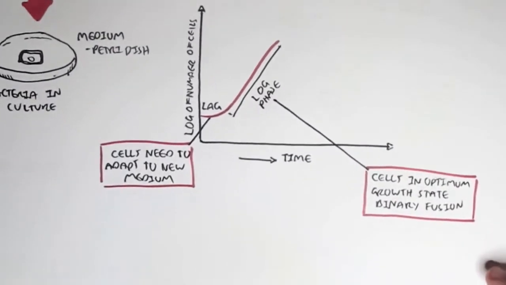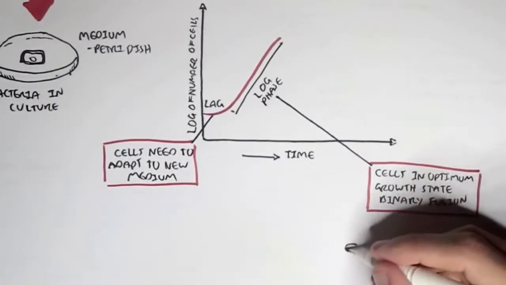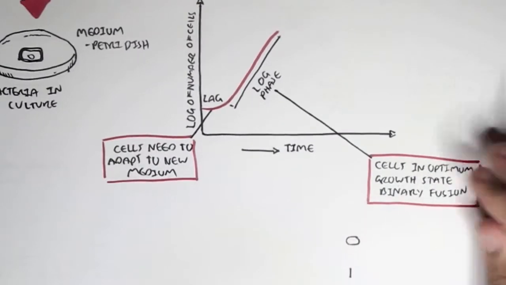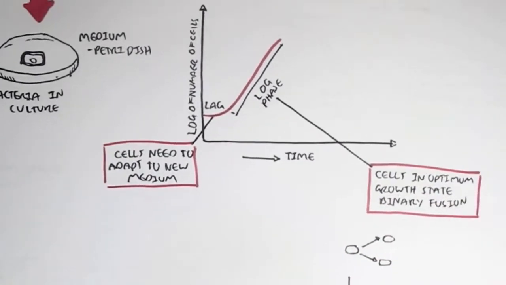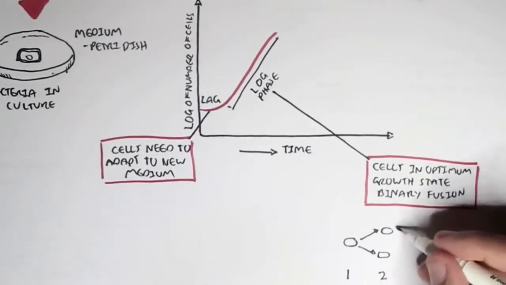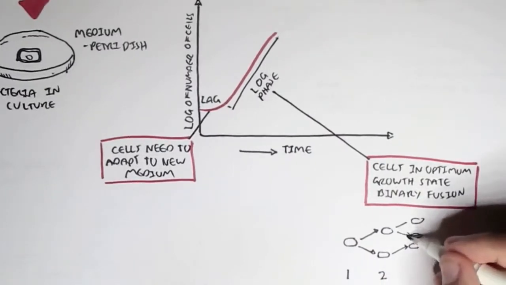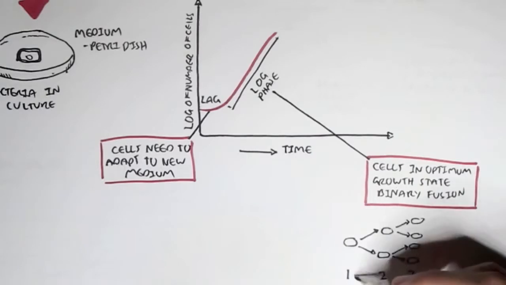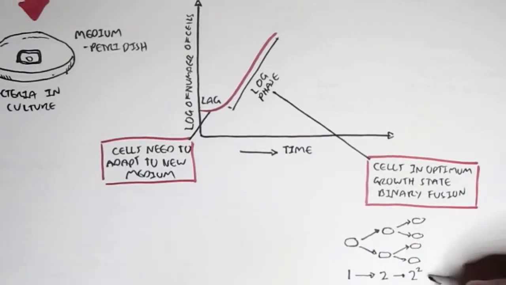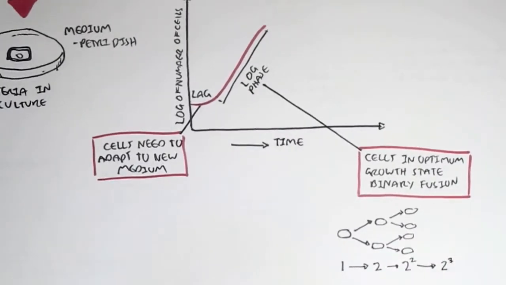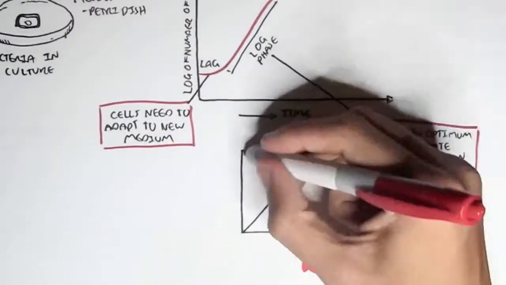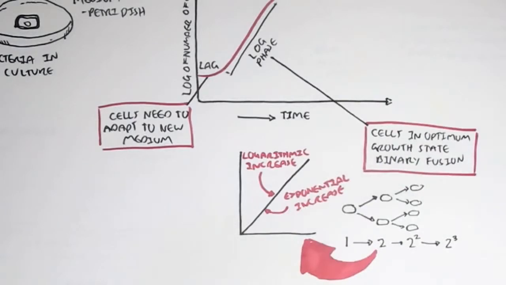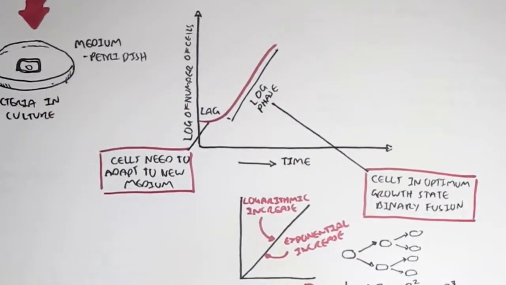So what this means is that we start off with 1 bacteria. When it performs binary fission, we have 2. And then binary fission again, we have 2 to the power of 2, which is 4. And then this process will continue, 2 to the power of 3, and then 2 to the power of 4. And this process where the bacteria keeps dividing is known as a logarithmic increase in growth, or an exponential increase. And so this is the log phase.